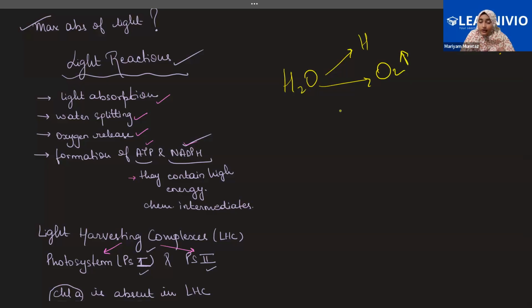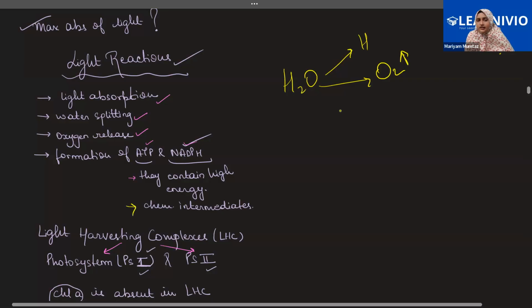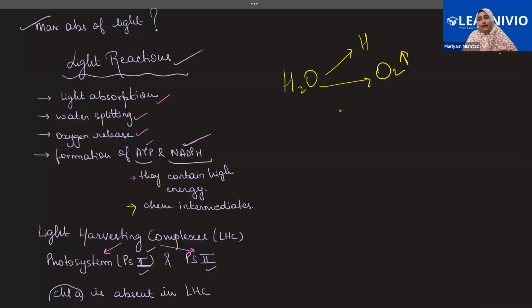And lastly, the most important thing that happens during the light reaction is the formation of ATP and NADPH. You people already know about ATP. What is the full form of ATP? Adenosine triphosphate. So ATP and NADPH are formed and they contain high energy, and these are chemical intermediates. Meaning whenever the plant cell or the plant process requires any energy, it will come from the breakdown of these chemical intermediates. So the introductory part of light reaction is clear to you all?